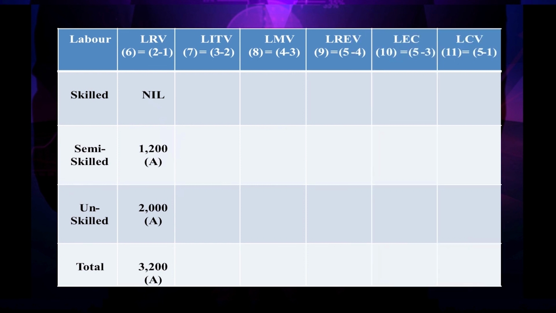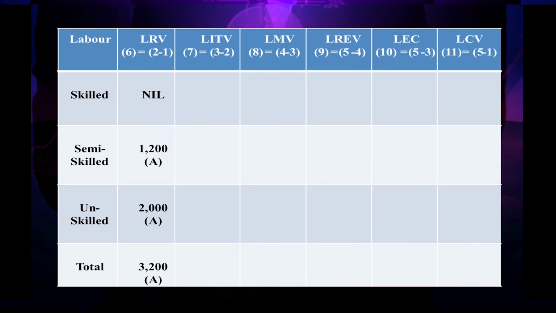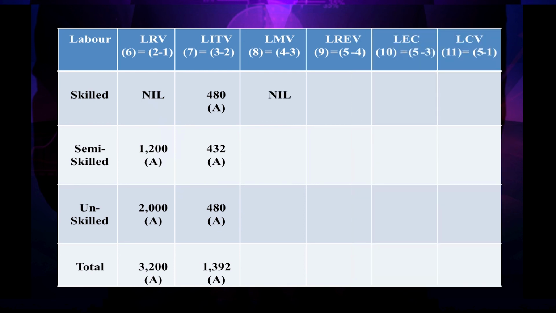Coming to column number 7, it is column 3 minus column 2. For skilled it is 480 A, semi-skilled 432 A, unskilled 480 A. The sum total of all the 3 variances is 1392 A. Coming to column 8 LMV, that is column 4 minus column 3. For skilled it is nil, semi-skilled it is 2256, for unskilled 1504. The total for all the 3 varieties labor mix variance is 752 favorable.